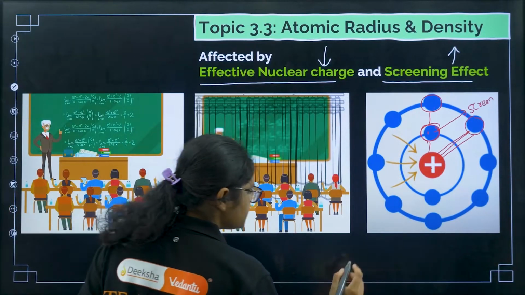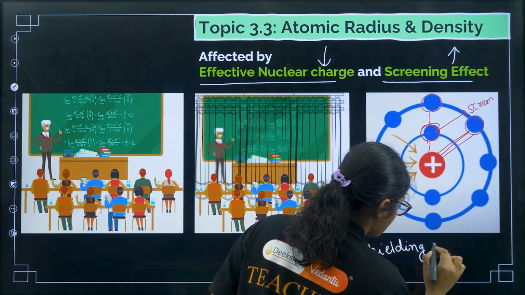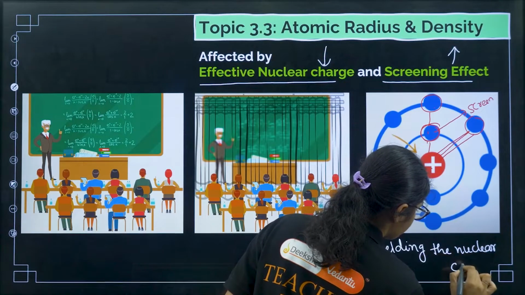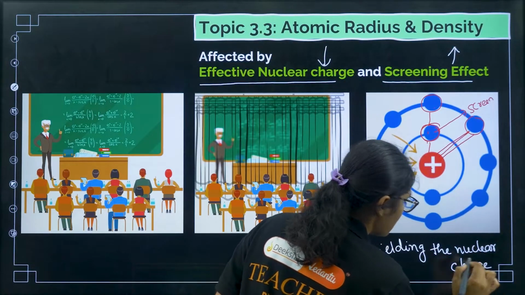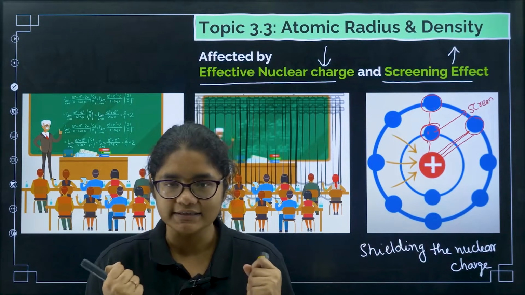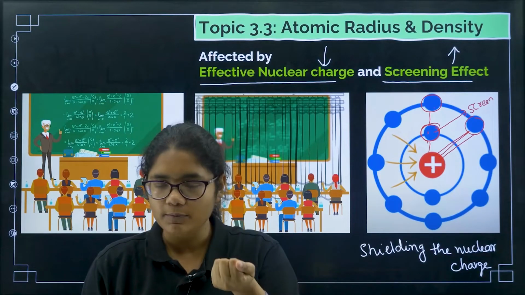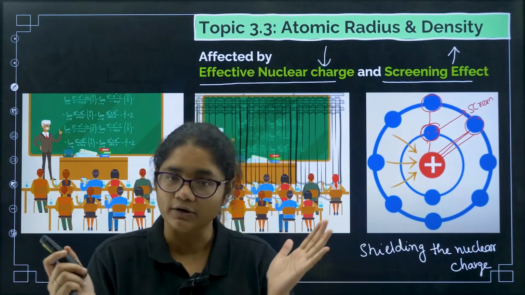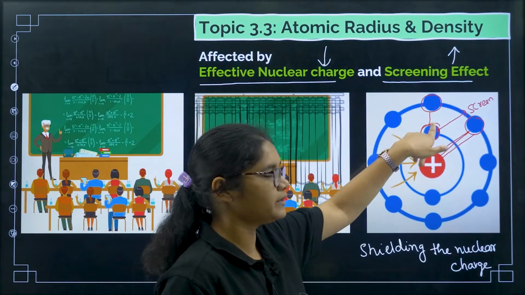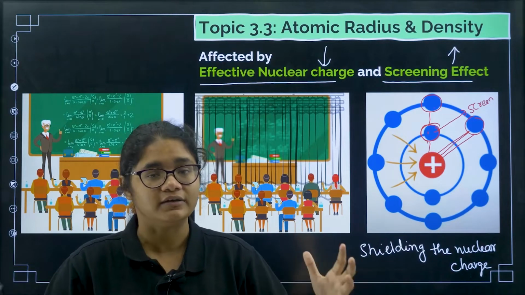They are shielding the nuclear charge. So now the nucleus cannot pull the electrons towards itself, because its force is not able to reach the last electron. If it cannot pull the electrons, then the atomic size will not decrease, right? And there will be repulsion between these two electrons, so the atom size tries to increase here.